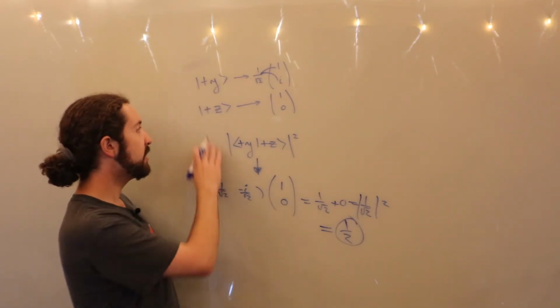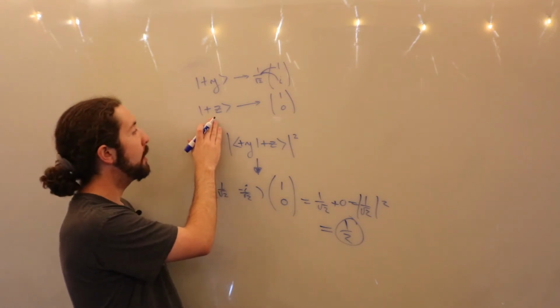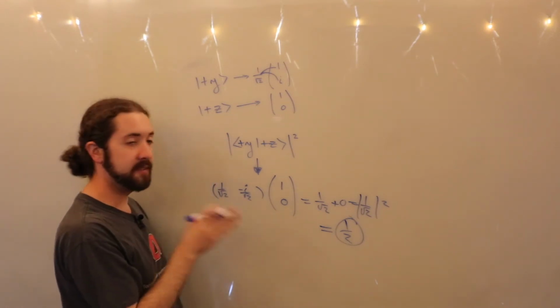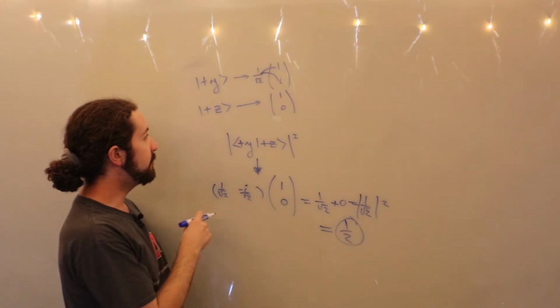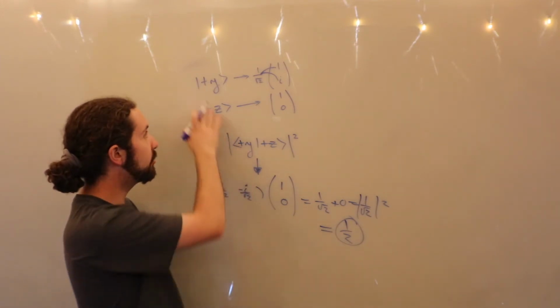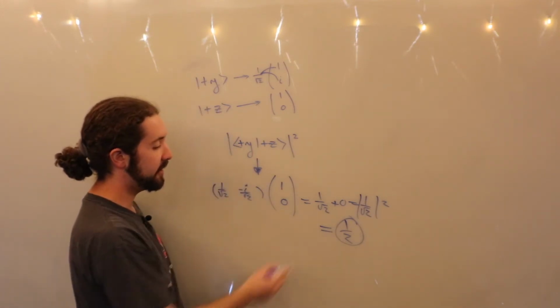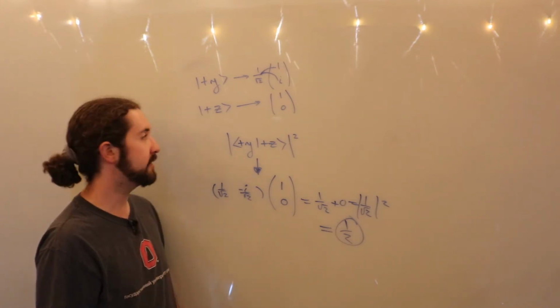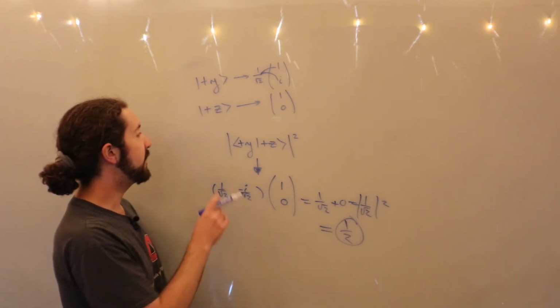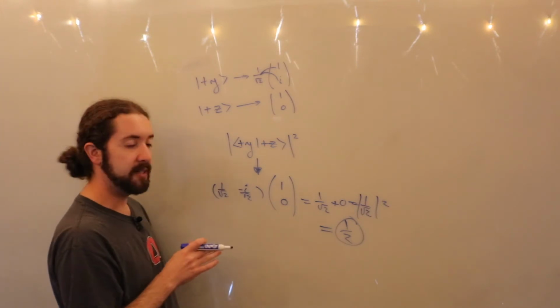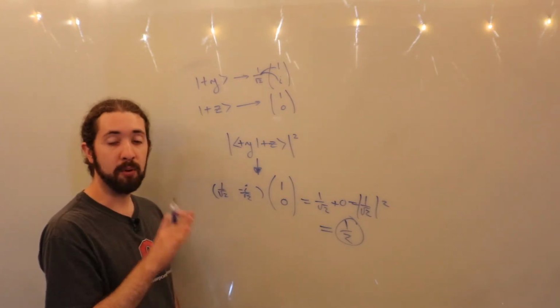So in fact, measuring the spin in the z direction and knowing it to be spin up has nothing to do with the y direction, and we see we have exactly a 1/2 or 50% chance of measuring its spin in the y direction to be either up or down.